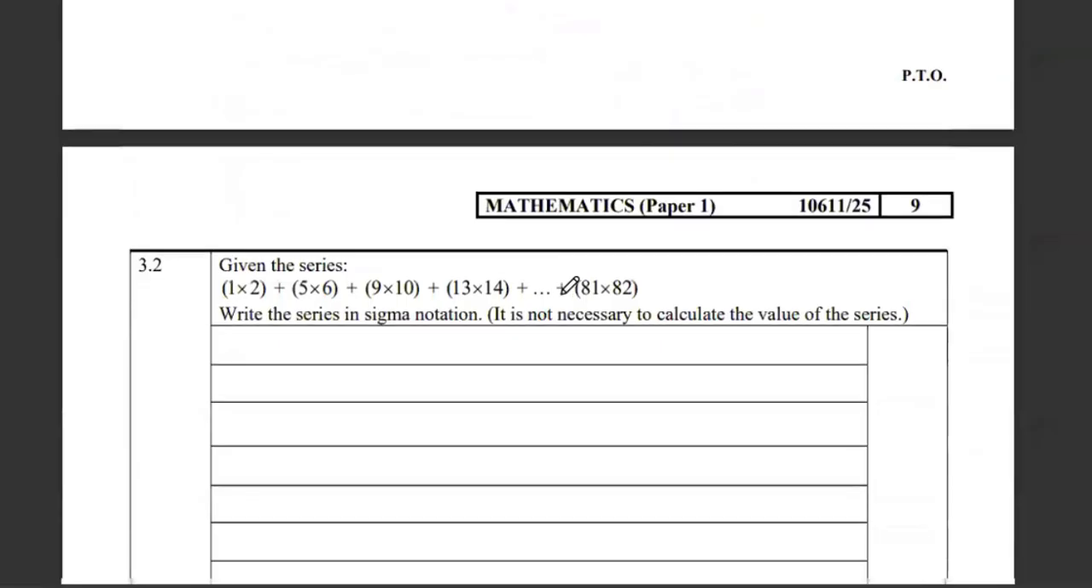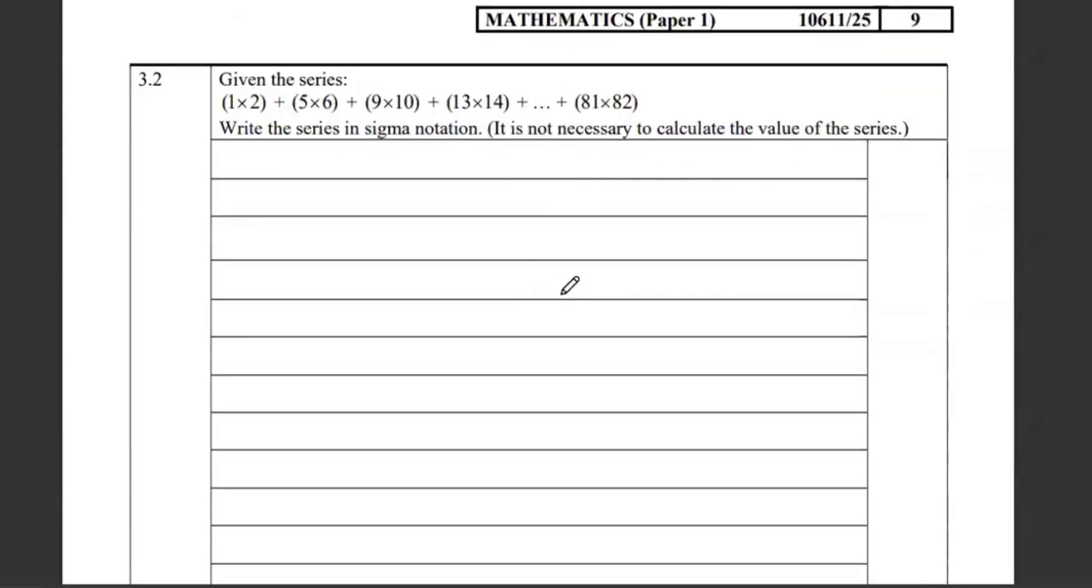Then 3.2, given the series 1 times 2 plus 5 times 6 plus 9 times 10, and so on and so on. They want us to write the series in sigma notation, and we don't have to calculate the value of the series.